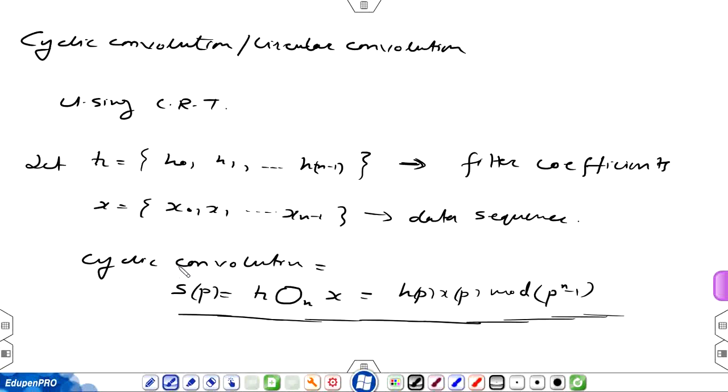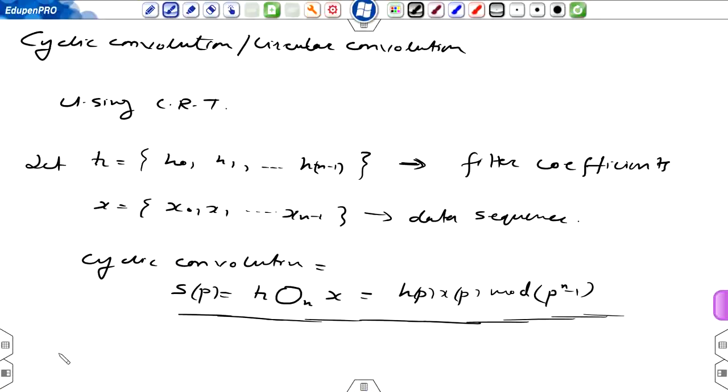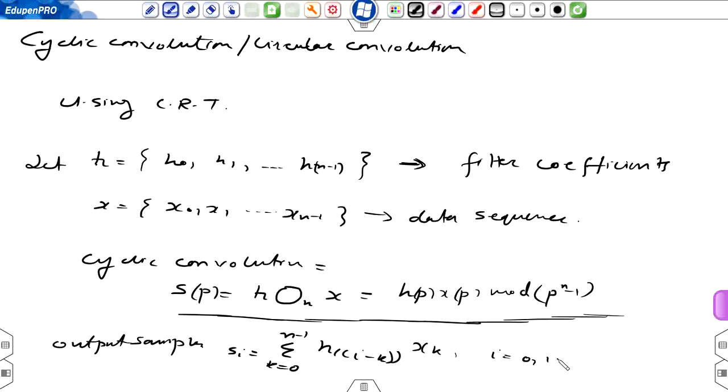Okay, so the output samples S of I are given by summation k is equal to 0 to n minus 1 h of double bracket I minus k times x of k, for I equal to 0, 1, 2 up to n minus 1. So here double bracket I minus k denotes I minus k mod n.